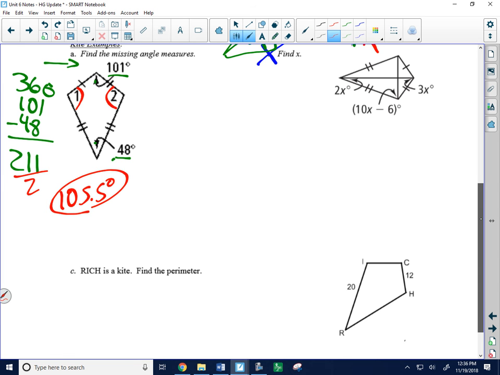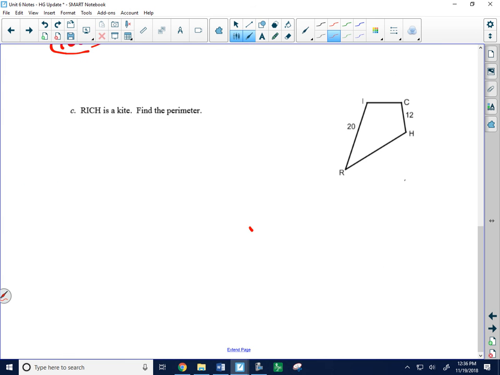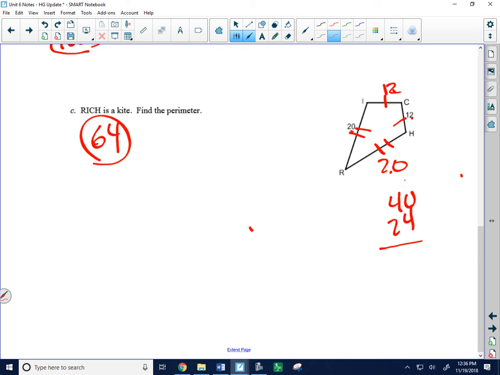Let's move on to C. We have a kite to finish up, find the perimeter. This kite has congruent adjacent sides. These are congruent, so they're both 20. I will add these to get 40, add these to get 24. Okay, so we get 64. So quick examples. A lot of these examples you'll find with traps and kites, they're mostly just quick, finding little angles, little sides.